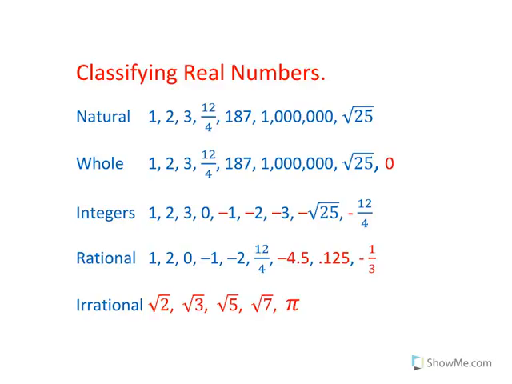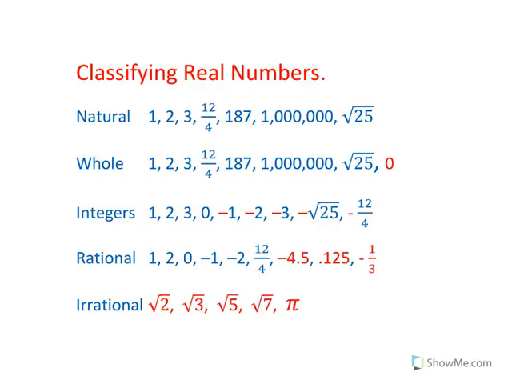Integers are whole numbers and their opposites. So you have 1, 2, 3, 0, 187, 1 million, 1 billion, 1 trillion, and their opposites: -1, -2, -3, negative radical 25, or the square root of 25, -12 over 4, which is equal to -3. So whole numbers and their opposites are considered integers.